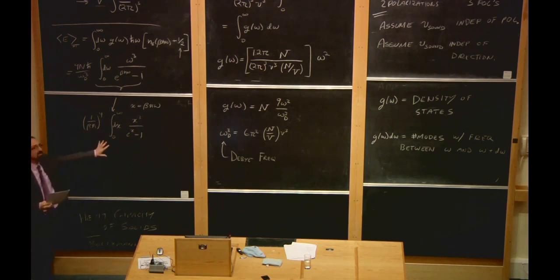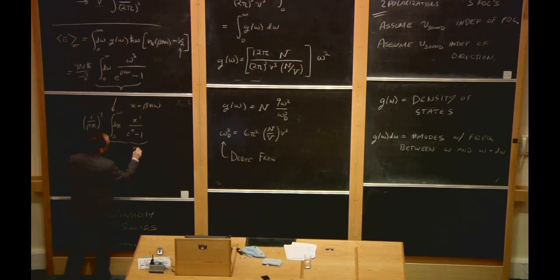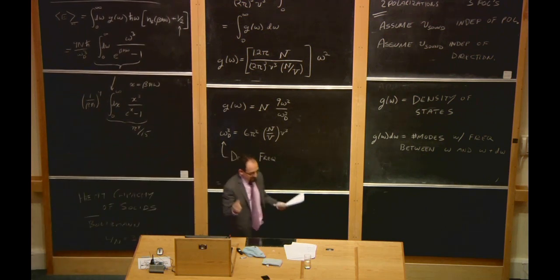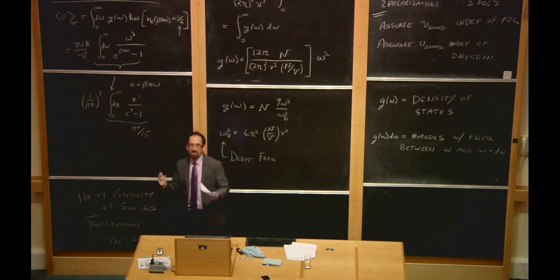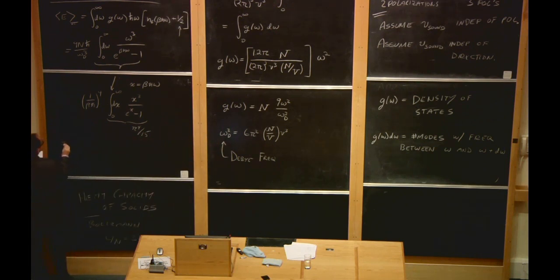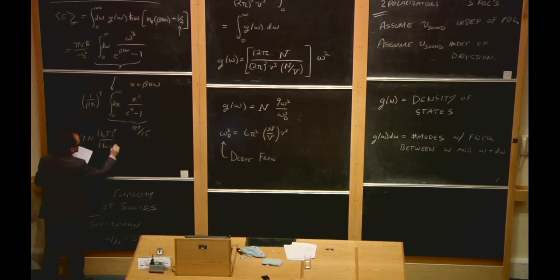And I promise you, no one is ever going to ask you to evaluate this integral. It's just some number. The number happens to be pi to the fourth over 15. And if you really want to know where that number comes from, it's in the appendix of one of the chapters of the book. And don't you hate it when someone says you can go read the book? But in fact, it's not so important. It just gives us a number. The important thing is it gives us some known number. So we can put that number in and get the end result that the total energy in the box is 9 N k_B T to the fourth, divided by h bar omega Debye cubed, times this factor pi to the fourth over 15.